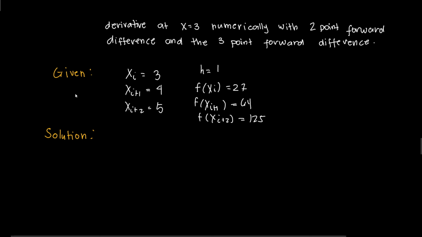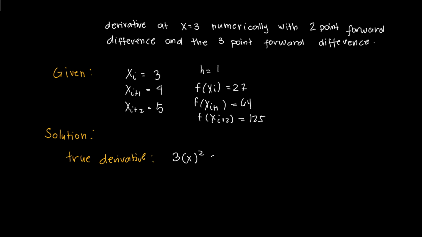Before using the formula for the 2-point forward difference and the 3-point forward difference, we will solve first for the value of the true derivative so that later on we will be able to compare our approximations to the true derivative. So for the true derivative, the derivative of x cubed is 3x squared. Let's substitute the value for x sub i. We have 3 times 3 squared is equal to 27.